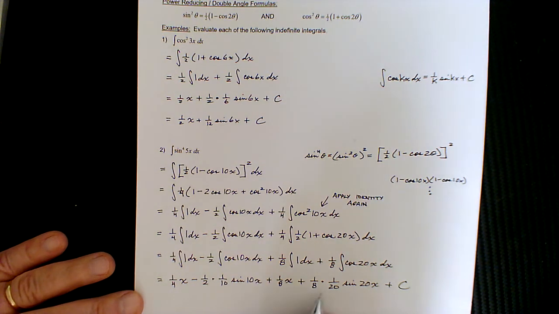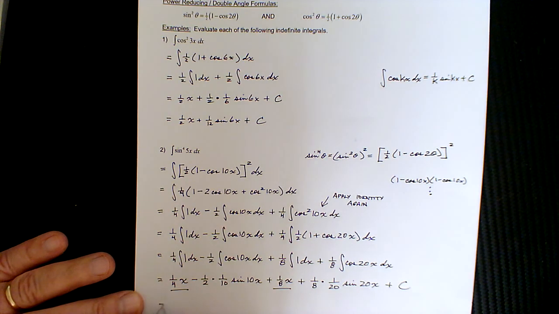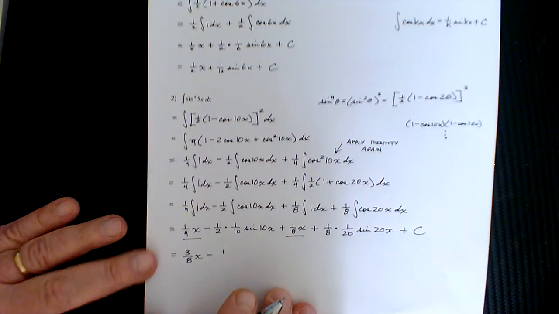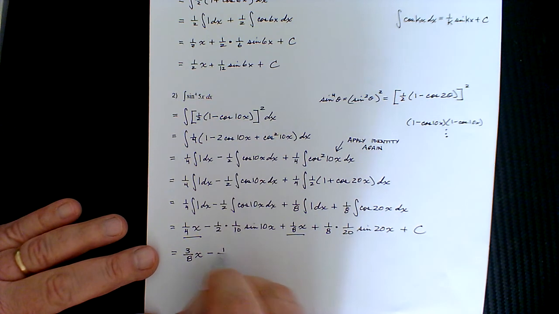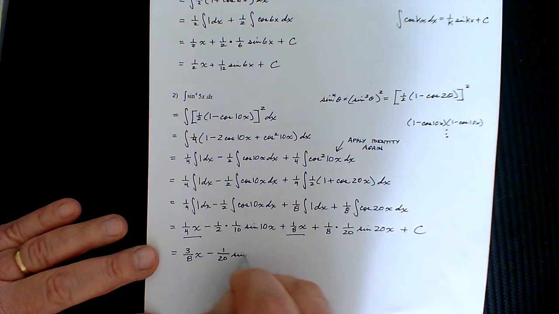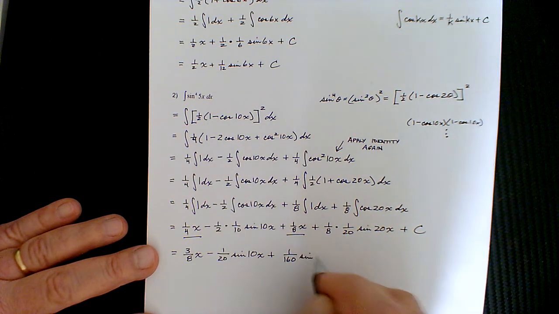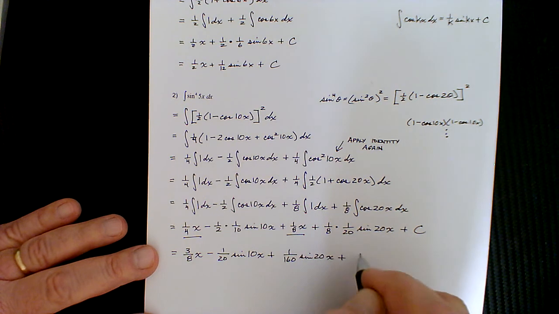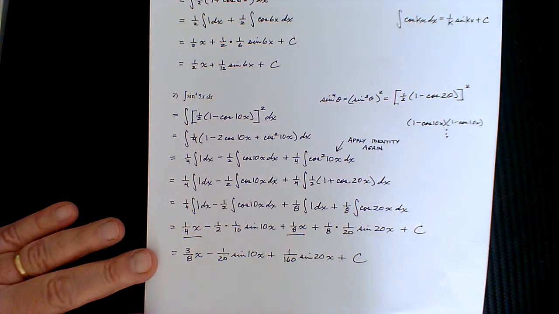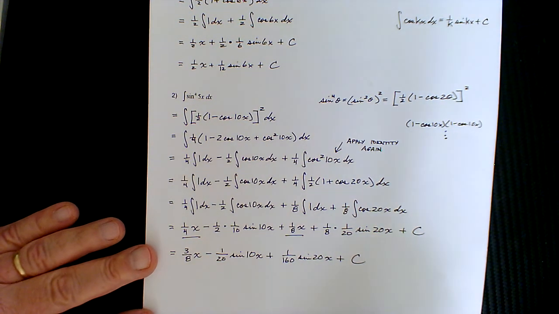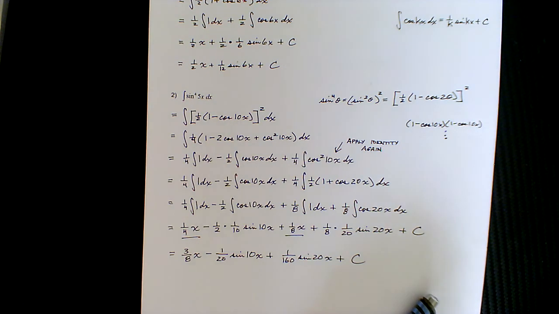And then we'll just multiply these fractions together. Also notice that you can actually combine the 1/4 and the 1/8 to get 3/8 x. And then minus 1/20 sine of 10x and plus 1 over 160 sine of 20x plus our constant. Okay, so that's actually it for topic 2, and we'll see you in a few minutes.